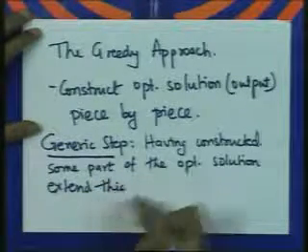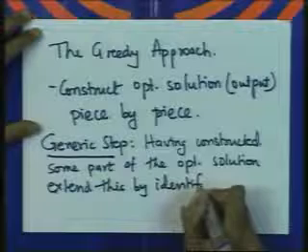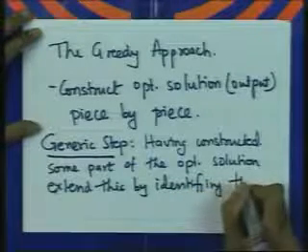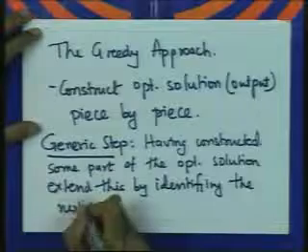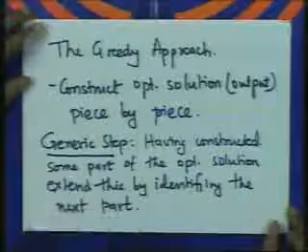How do you extend this? By identifying the next part. This is the crucial generic step which we'll have to design. Once you get a problem, you somehow have to get this generic step. Usually one starts off by figuring out what the first step is, then the generic step, and then you just put the generic step in a loop, and that's how the algorithm looks.